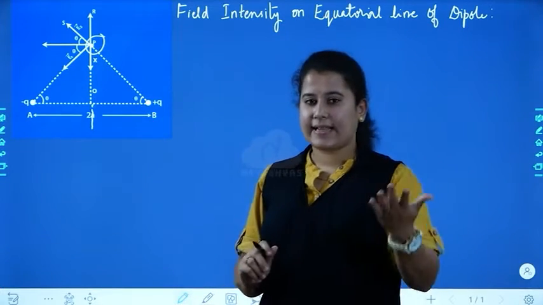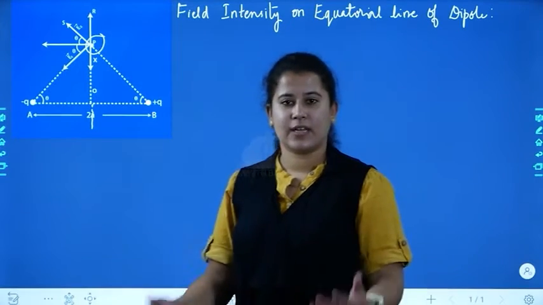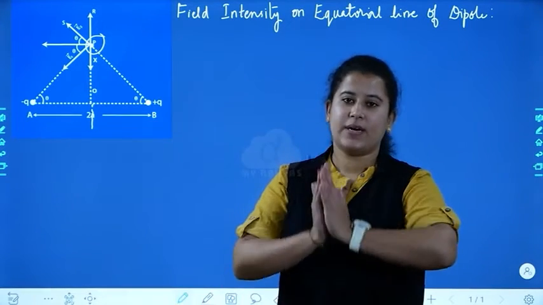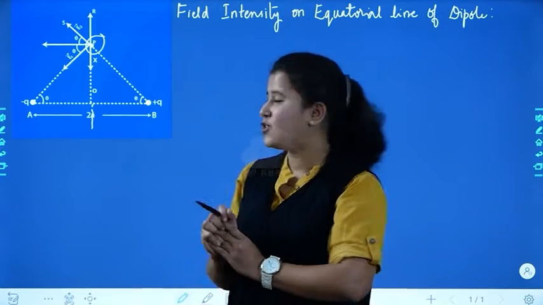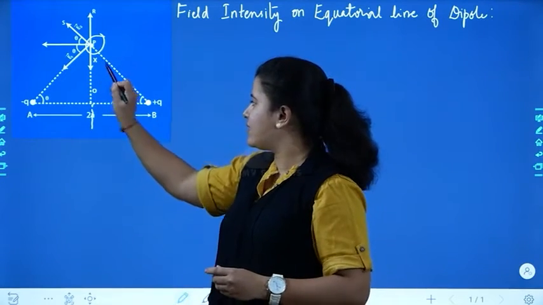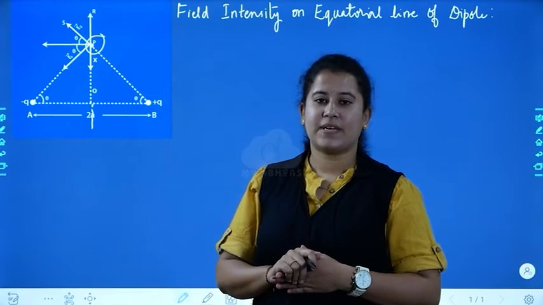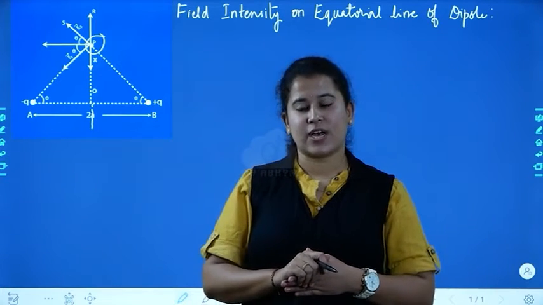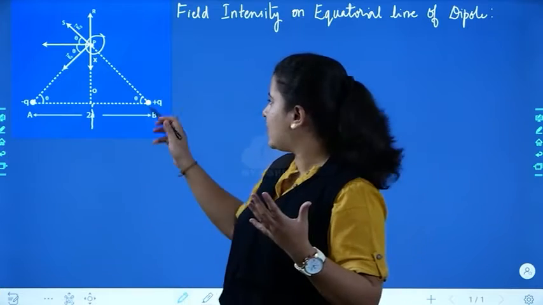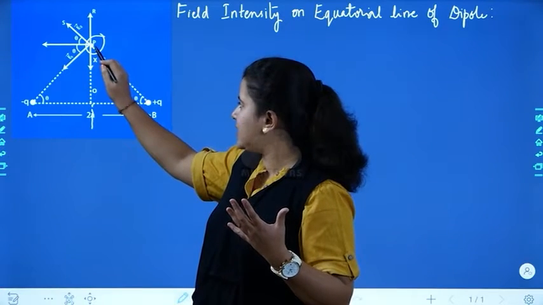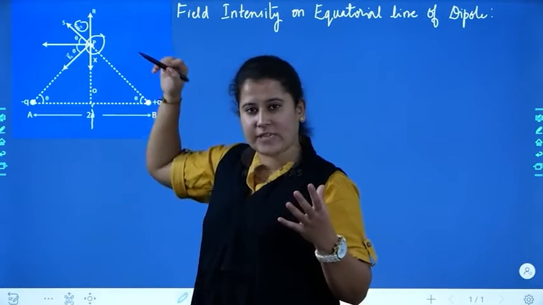Clear? So in the axial line, we took it exactly horizontal, but here in the equatorial line, we will be taking it perpendicular. Okay, so now moving on to the next, what should we do. First thing, see here, from the plus q charge. We know that positive charges give electric lines of force outward, right? So here the electric field intensity will be in this direction, that is E2 vector.